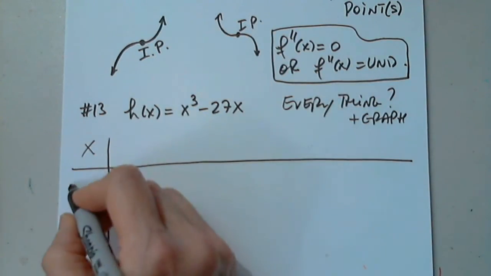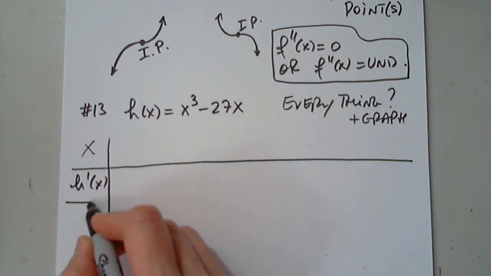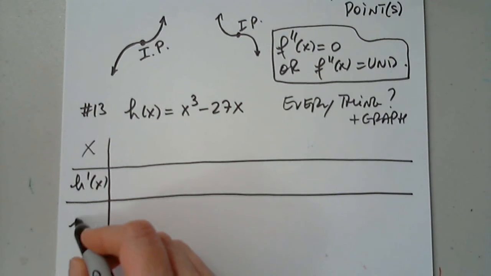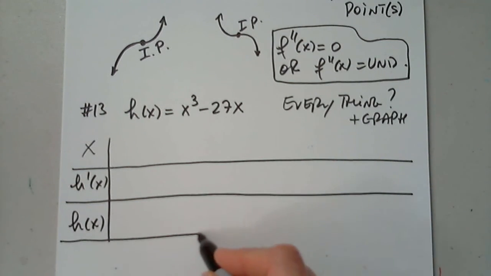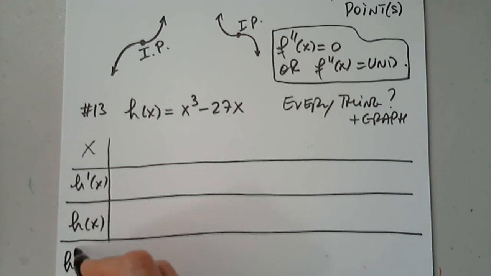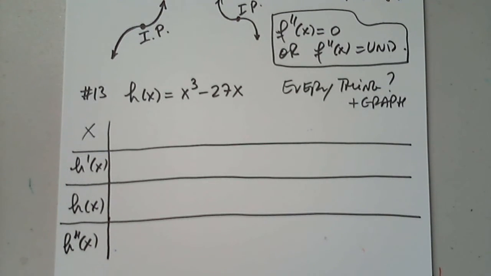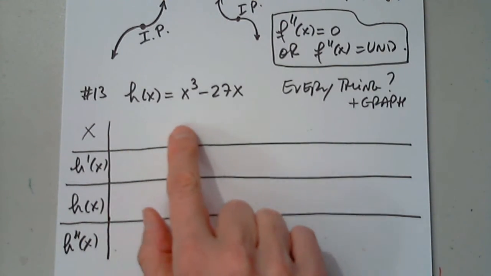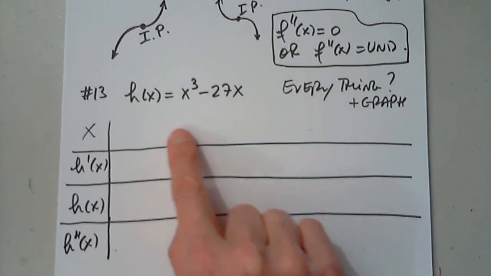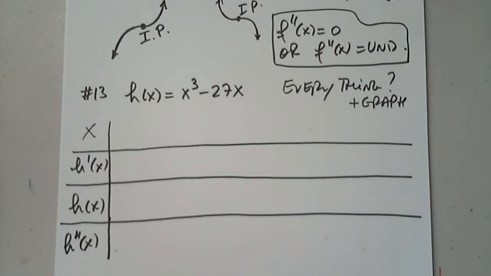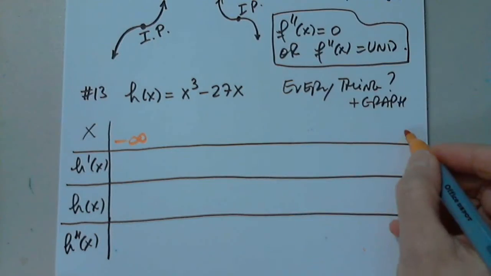Okay, what is it? H prime always first, h of x in the middle, and the second derivative last. First, I have to establish the domain. Can anyone give us the domain of this function? I have to start with that always. What is the domain of this function? Oh, of course, it's polynomial. Great job.